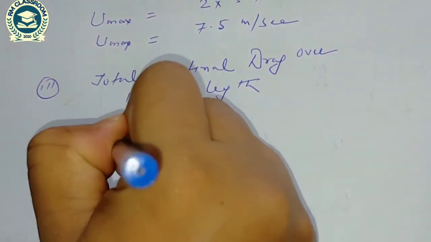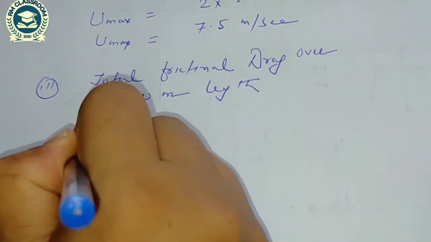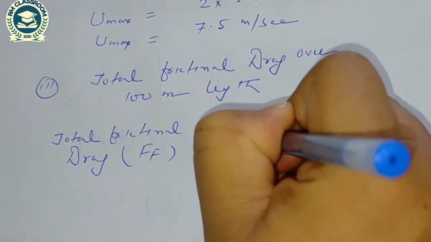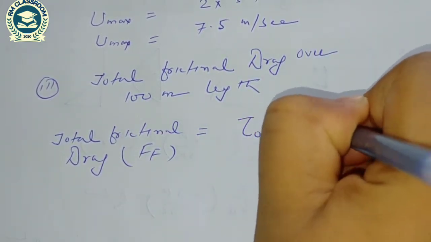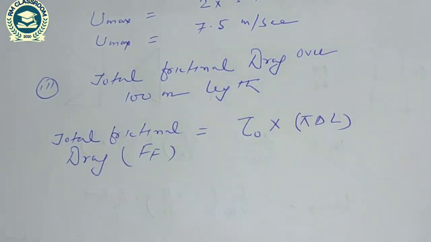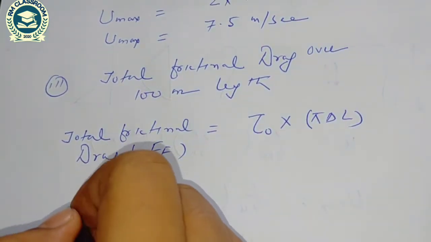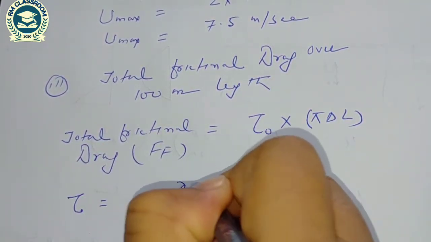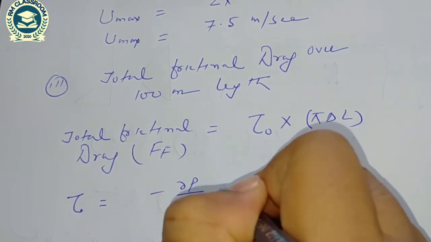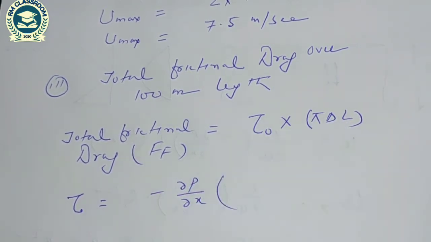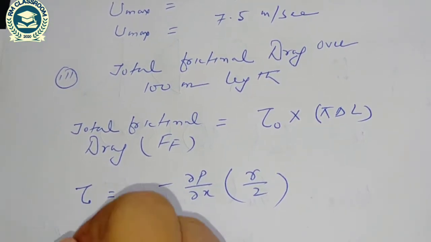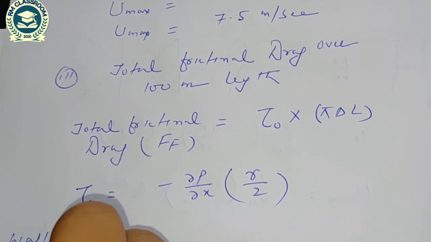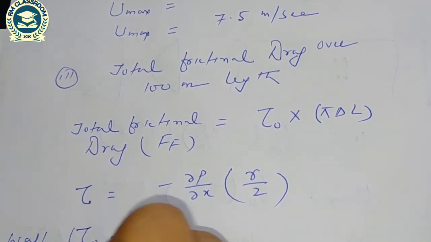So total frictional drag, let us assume it is Ff is equal to tau naught, the wall shear stress, into pi into d into L, and wall shear stress can be computed as, in circular pipe the expression of shear stress tau is equal to minus del p by del x into r by 2. So the wall shear stress tau naught.